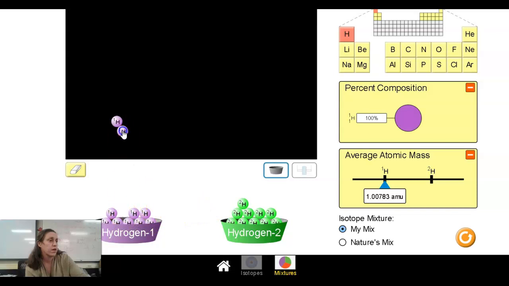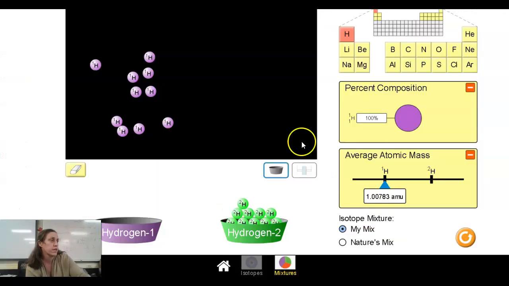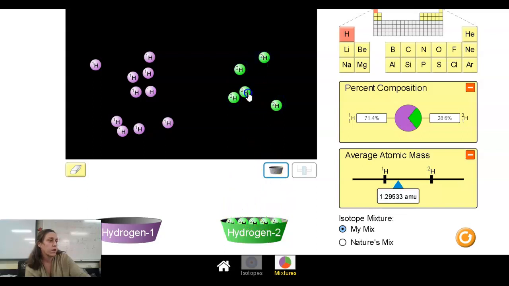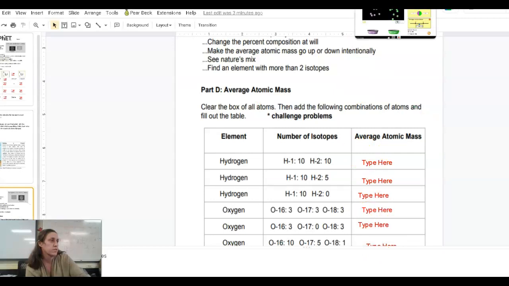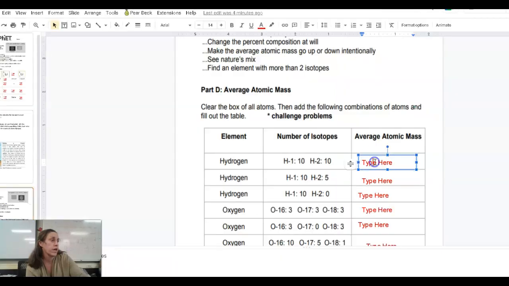So you can go here and spend your time adding 5, 6, 7, 8, 9, 10, all purples. Now I've got to have what? Oh, I have hydrogen 2. I also have 10. So I go 1, 2, 3, 4, 5, 6, 7, 8, 9, 10. Okay, so I've got 10 and 10. I go here, average atomic mass. Where's that at? Right there. There it is. 1.51096. You need all of it. And you need to write your unit.